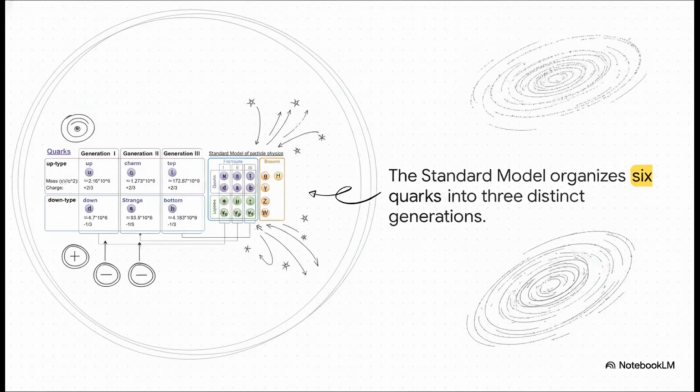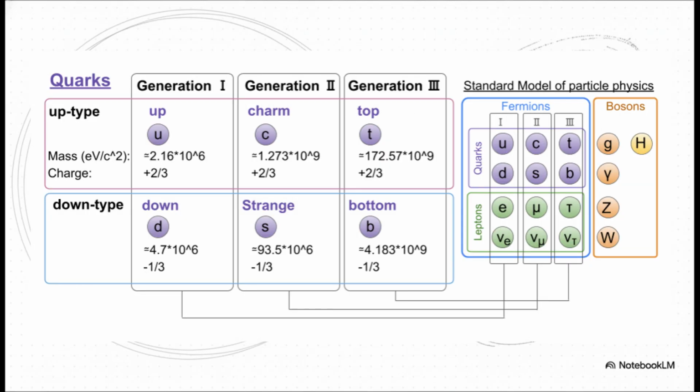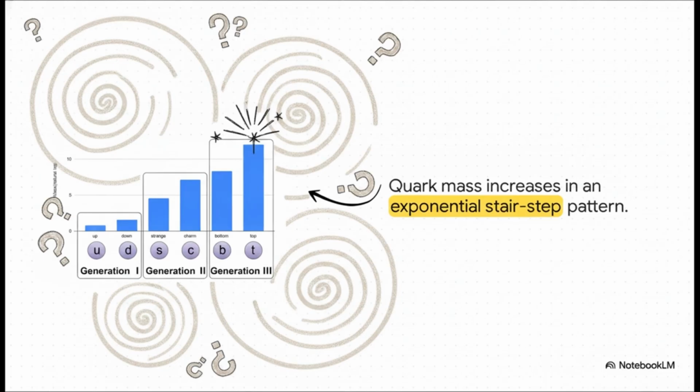Looking at the standard model layout, we know the 6 quark flavors are neatly organized into 3 distinct generations, right? And each generation perfectly pairs an up-type quark, which carries a positive 2/3 charge, with a down-type quark, carrying a negative 1/3 charge. Generation 1 holds our common up and down quarks, the stuff making up normal everyday matter. Then generations 2 and 3 contain the much heavier strange, charm, bottom, and top quarks. And those heavy hitters typically only pop up in extreme, high-energy environments, like cosmic rays or inside particle accelerators. But here is where things get super weird.